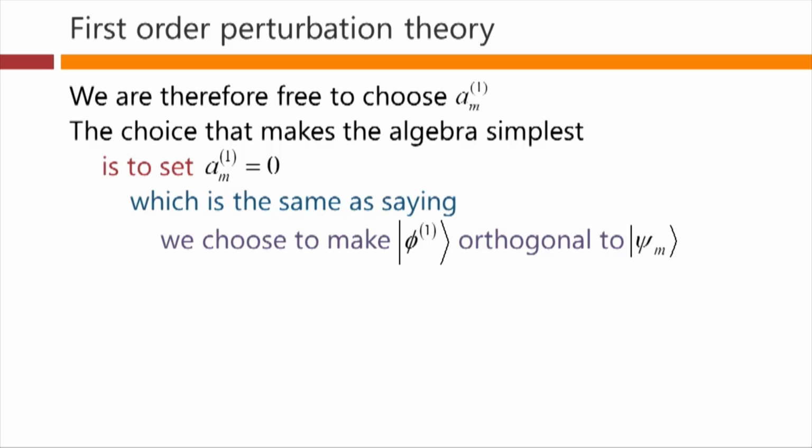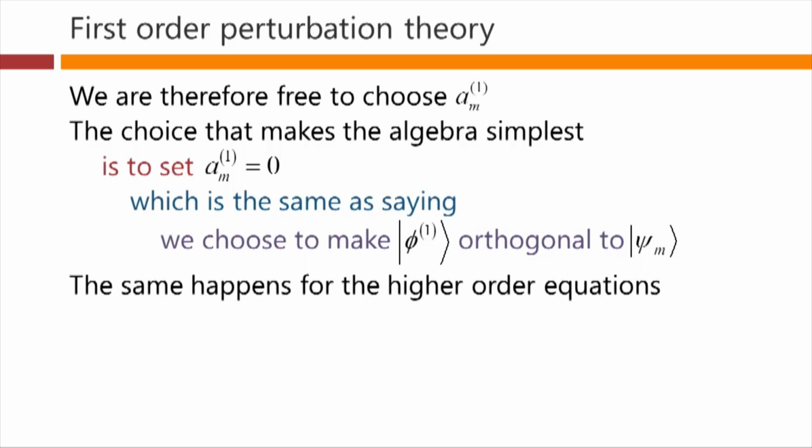There's really no physics to choosing to put a part in here that is not orthogonal to that. We would construct a self-consistent theory, but there's no point in doing it. It would give the same answers in the end. Now, incidentally, if we look at the higher order equations, we will get exactly the same phenomenon occurring. We won't go through that algebra explicitly here, but the same thing happens.